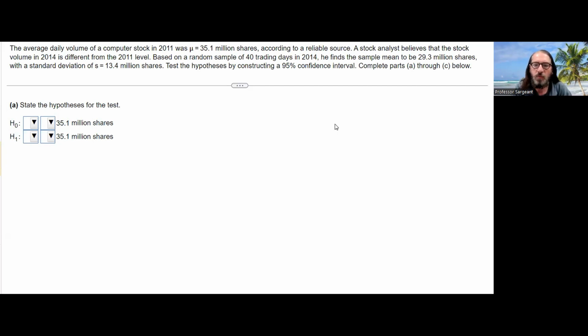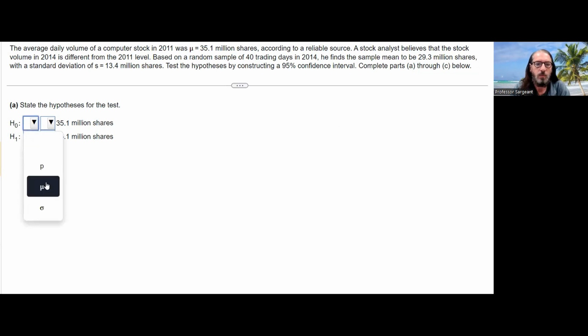Based on a random sample of 40 trading days in 2014, he finds the sample mean to be 29.3 million shares with a standard deviation of 13.4 million shares. Test the hypothesis by constructing a 95% confidence interval. We can only do this with a confidence interval because this is a two-tailed test.